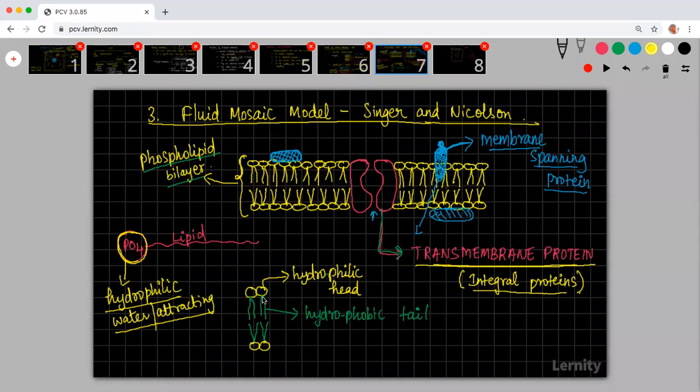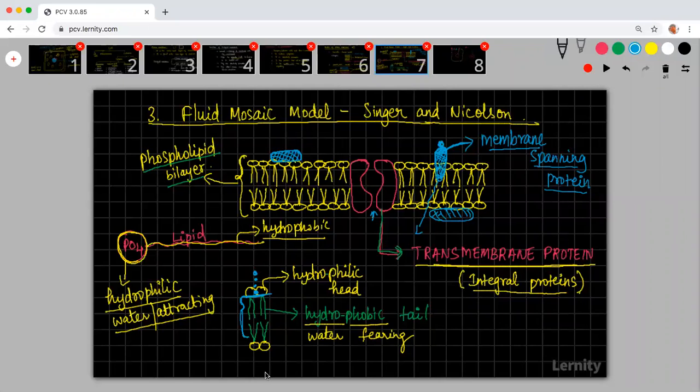This part is a lipid layer. The lipid layer is hydrophobic. What is the meaning of hydrophobic? Water fearing tail. So what is this allowing? Suppose a water molecule comes from here, here, here, it can come till this particular point. But it cannot move further inside because this part will not allow water to come inside.